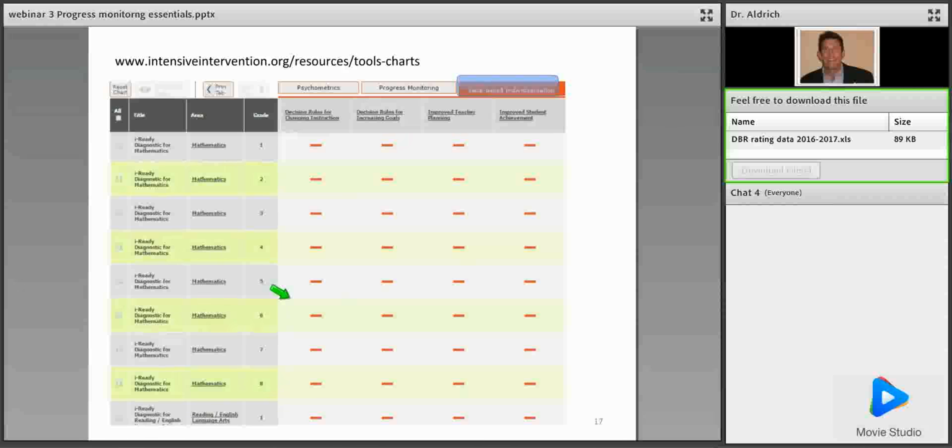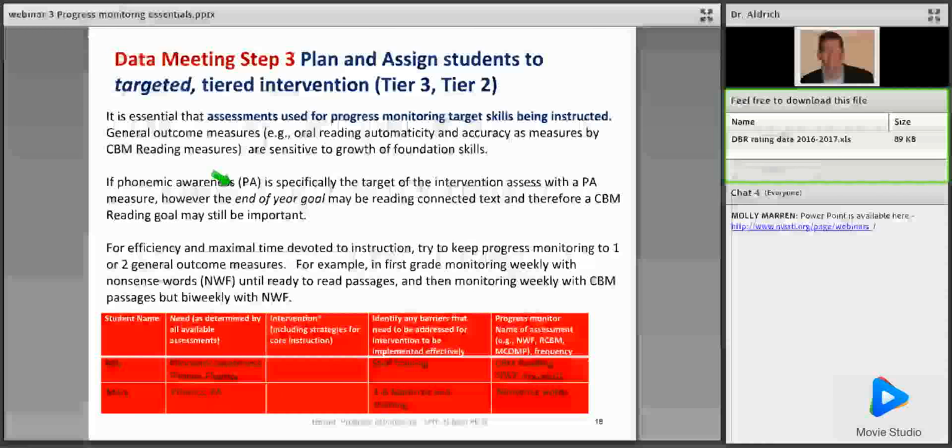If phonemic awareness is really the focus of the intervention, we want to have a tool that assesses phonemic awareness. Typically, we look at word segmenting. FastBridge happens to have word blending and rhyming. We have tools that have initial sound. DIBELS does that. FastBridge does that. So you've got some tools that have phonemic awareness progress monitoring.